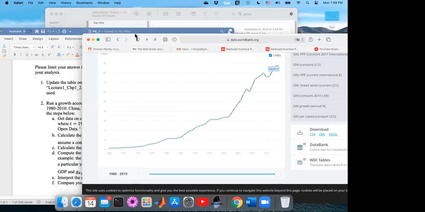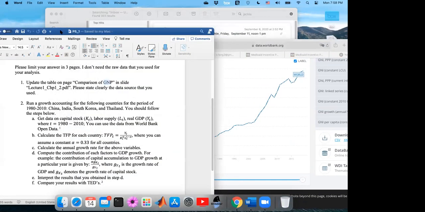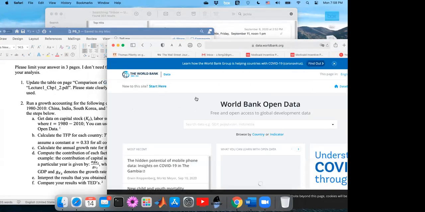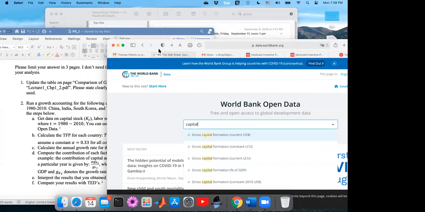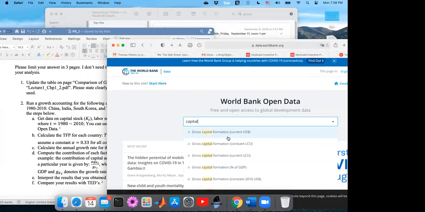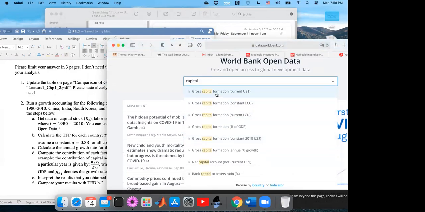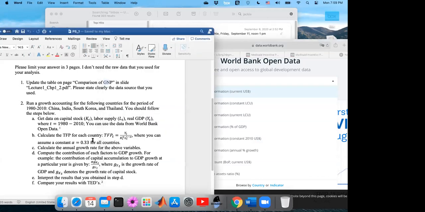I can only give you a hint. Otherwise it just means I work for you, right? You're supposed to learn this by doing. Say for example, capital. If you type capital, they're going to have a lot of different things. They have capital formation, and then they have net capital account. Unfortunately, neither are what we're looking for. Capital formation essentially is investment, like new capital, right? So which means you probably need to look at a different source.